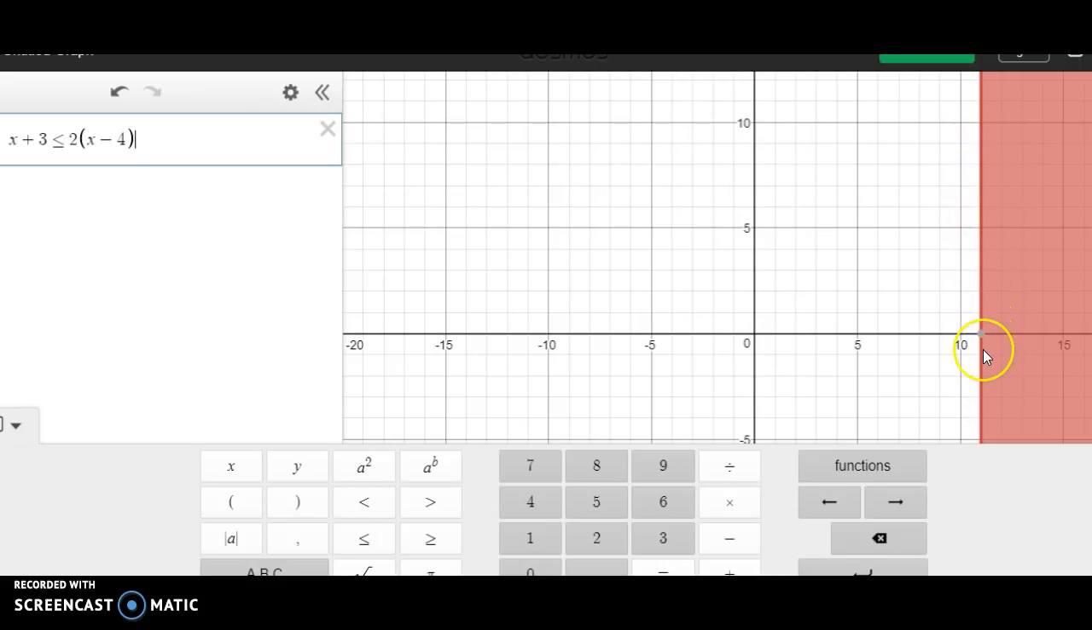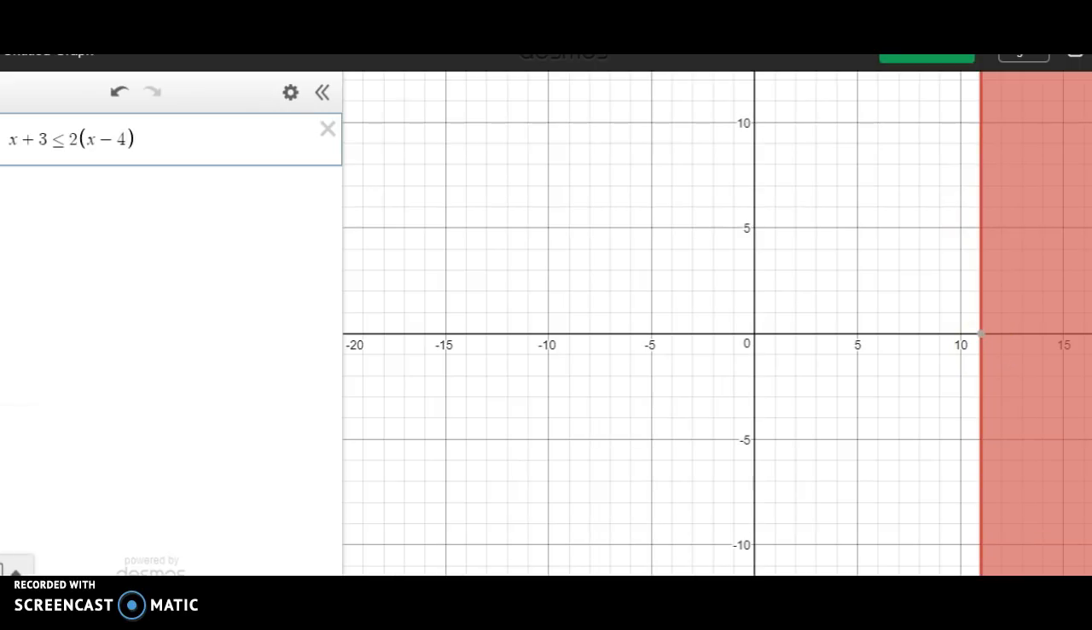It means it's included. So if I were to just even look at this graph, I can write x, it won't let me write on it, I can write x is greater than or equal to 11. Okay, and that means all this shaded region are your solutions. Let's go to the next problem.